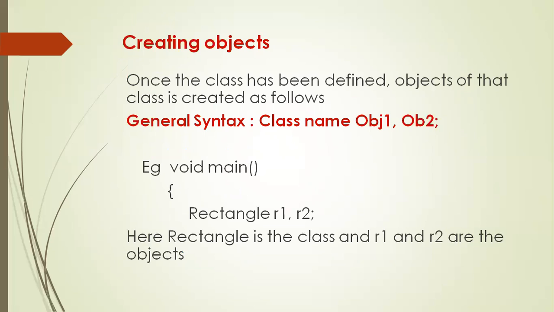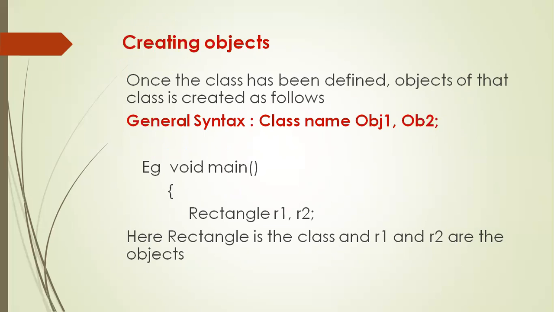Next, once the class has been defined, how to create an object. The general syntax of creating an object is the class name. First you specify the class name, for example, rectangle. Then you declare any number of objects, R1, R2, R3, etc. So here R1 and R2 are the objects and rectangle is the class name.